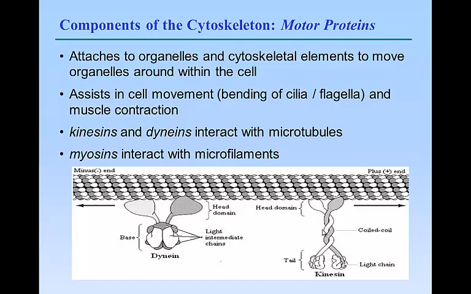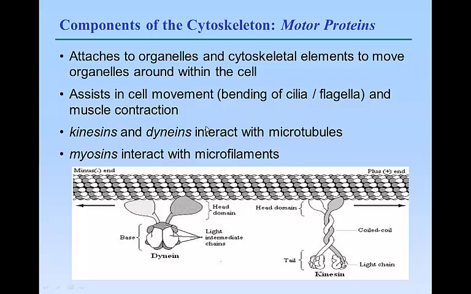Within the cytoskeleton, we're also going to find motor proteins. These attach to our organelles sometimes. They attach to the cytoskeleton, and they move things along the cytoskeleton. So you can see this dynein is a motor protein that can attach to an actin and move along an actin fiber. These things assist in cell movement.